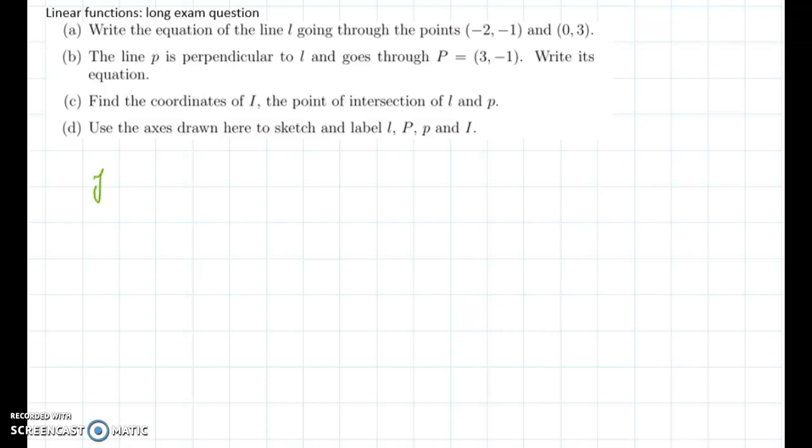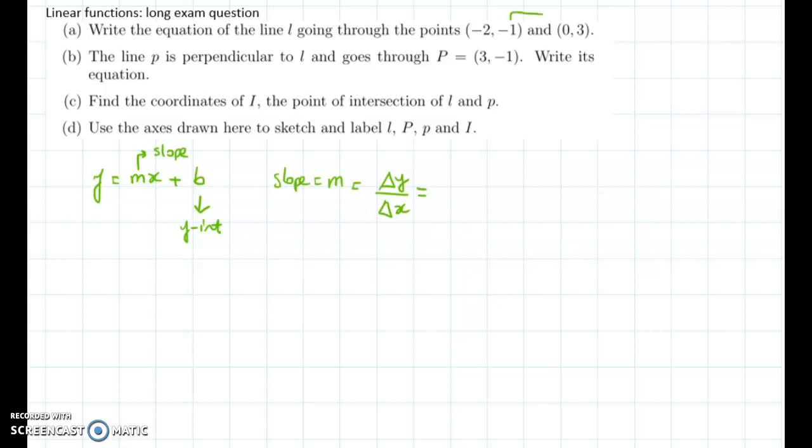Let's say we want to write it in the form y equals mx plus b. Then we know that m is going to be the slope or gradient, and then b is going to be the y-intercept. So let's find the slope. For that we have a formula that says that we have to look at the difference between the y coordinates and divided by the differences between the x coordinates.